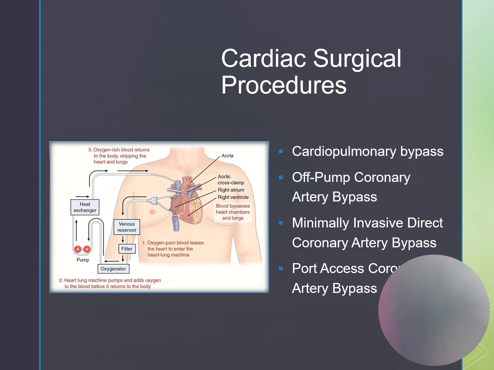Basically, what we're doing is we are taking a piece of vein from somewhere else in the body and we are attaching it to where we have good blood flow. We're bypassing the clot or the obstruction and going down past that obstruction and now attaching it to the blood vessel lower. So it's a bypass.